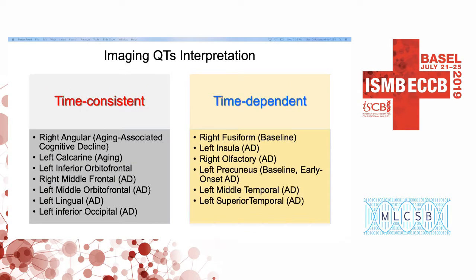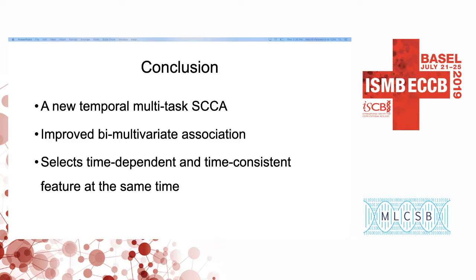And this shows the details of the identified imaging QTs. And we found that our method found most AD-related imaging QTs. It's interesting that the right angular area has been reported to be an aging-associated cognitive decline area, and our method found it to be time-consistent. This is interesting. Now let us make a conclusion.